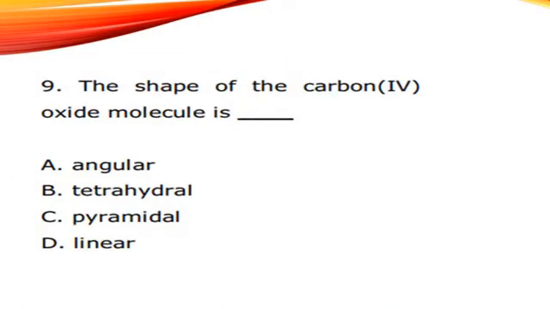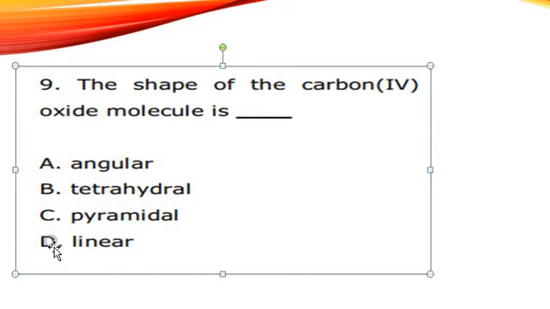Next is question 9, which says the shape of the carbon(IV) oxide molecule is A. angular, B. tetrahedral, C. pyramidal, and D. linear. Our answer here is D, linear, because the carbon(IV) oxide molecule has 2 oxygen atoms on either side of the carbon and it looks linear. So our answer here is D.